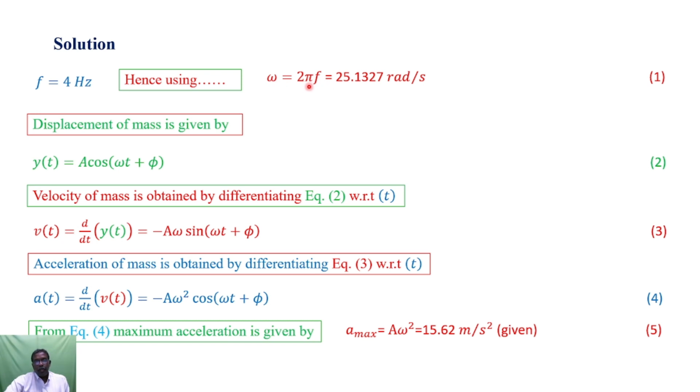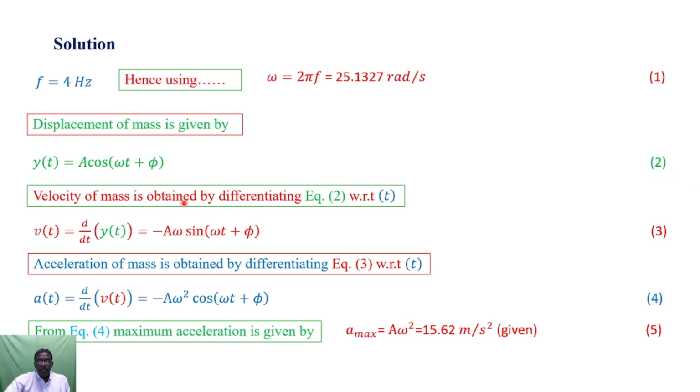Omega is equal to 2 pi f. f is 4 Hz, hence I can find the angular frequency omega is 25.1327 radian per second. Equation number 1. The displacement of the mass is given by the function y is equal to a cosine omega t plus phi, where a is the amplitude of the displacement, omega is the angular frequency of the vibrating motion, t is the time with respect to which the displacement of the system is measured, and phi is the phase angle. Let us take this function as equation 2.